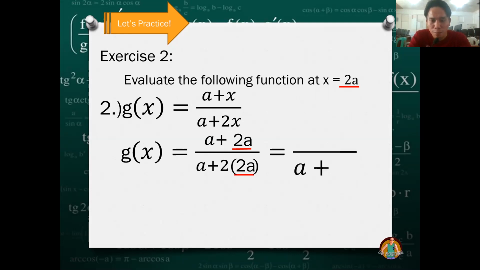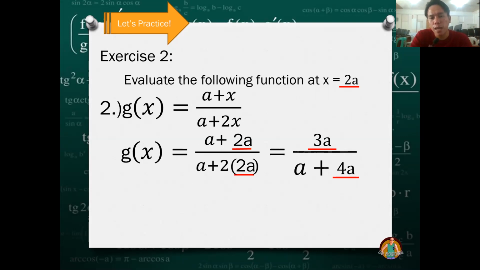Diba? Sige. Next. A plus 2a. Sagot? 3a. Very good. Kasi tandaan natin, kapag walang number, yung isang variable, automatic may 1 siyang katabi. So 1a plus 2a will give us 3a. Ganun siya. Next, sa baba naman, 2 times 2a. Ano sagot nyo? 4a. 2 times 2 is 4, copy a.